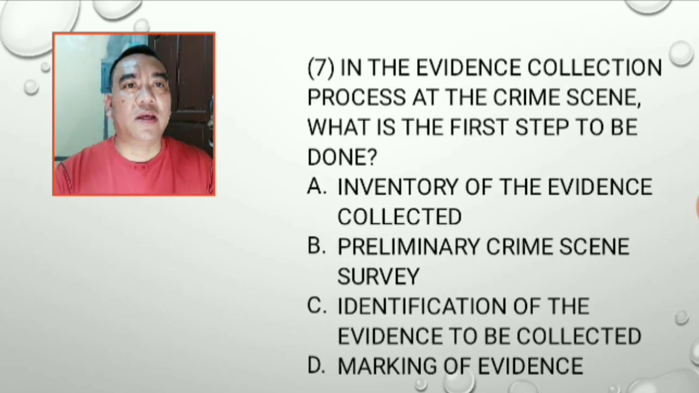In the evidence collection process at the crime scene, what is the first step to be done? A. Inventory of the evidence collected. Letter B. Preliminary crime scene survey. Letter C. Identification of the evidence to be collected. Or letter D. Marking of evidence. Number 8.